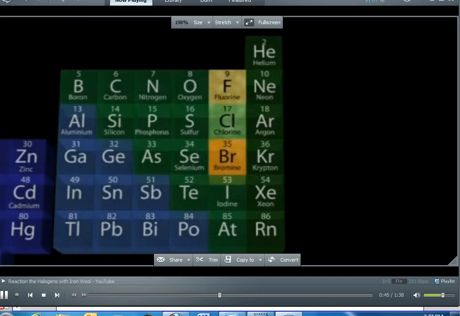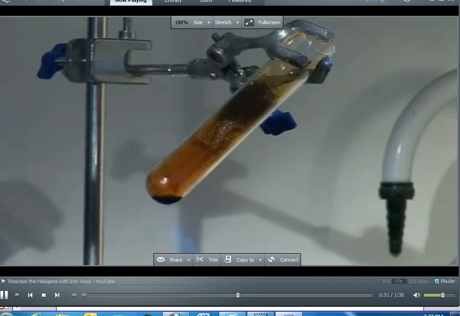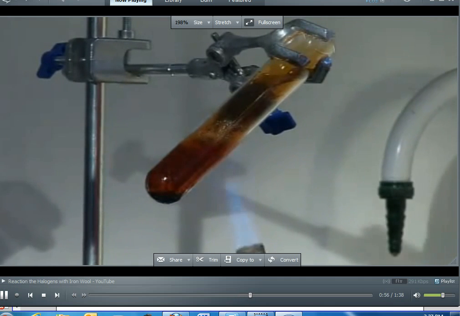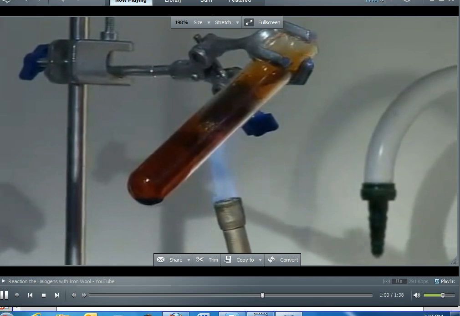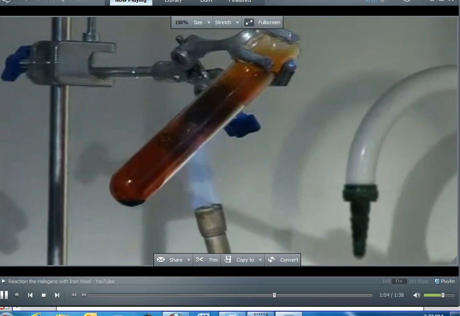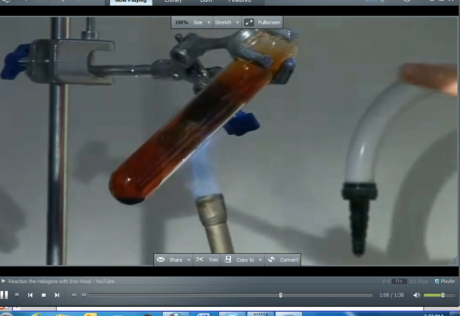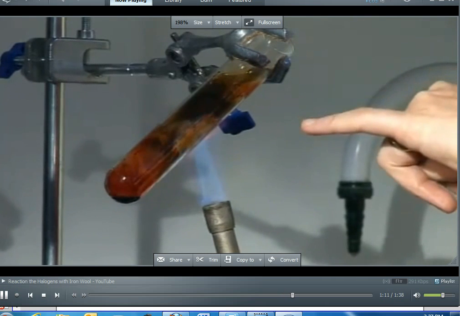Okay, this time what we're going to do is use some bromine to react with the iron wool. We've put a few drops of bromine liquid, so I'm just going to warm up the bromine to get it to vaporise, and then heat the iron wool. What we should see, once we get the iron wool hot, is that it starts to react with the bromine vapour. At the moment all we've got coming out of the top is bromine fumes, and there you can see the glow and the reaction.